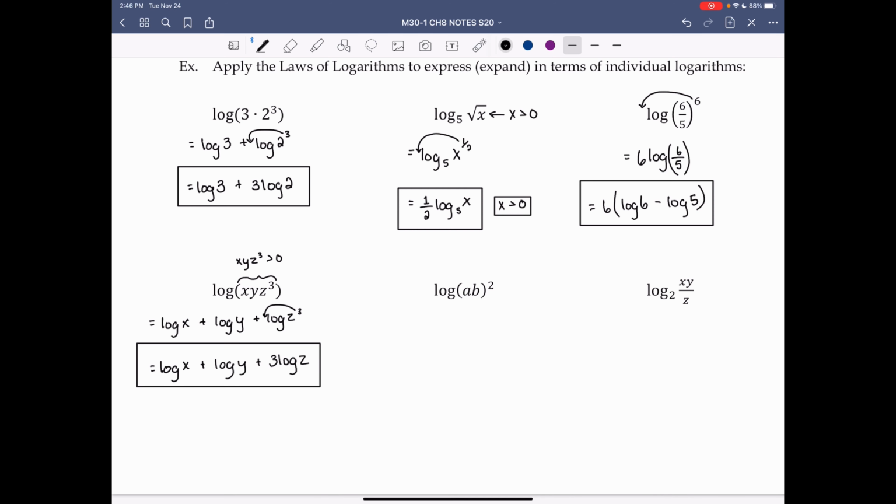And our restrictions: each argument in the 3 different logs has to be greater than 0. So we would have x is greater than 0, y is greater than 0, and z is greater than 0. Then if all 3 of those are greater than 0, we would also have that x times y times z to the power of 3 would be greater than 0. So our original restriction would be satisfied as well.